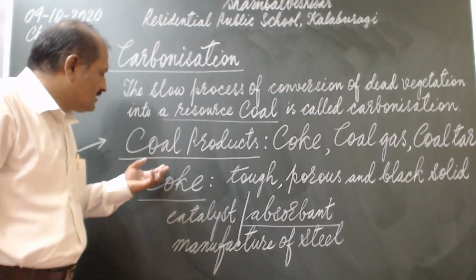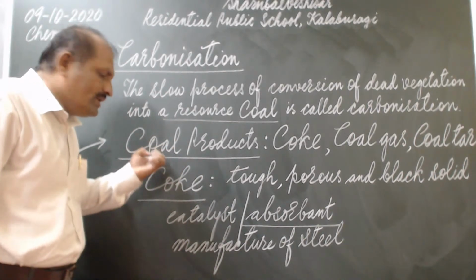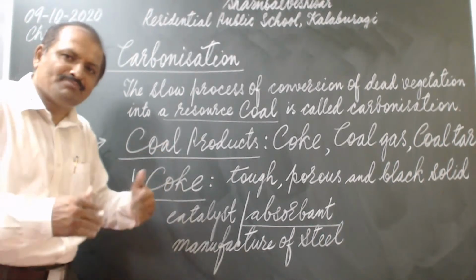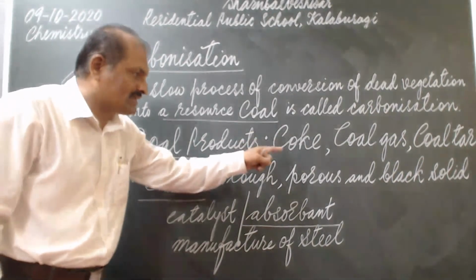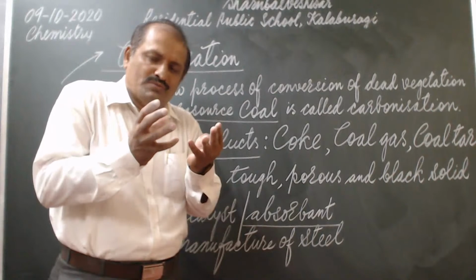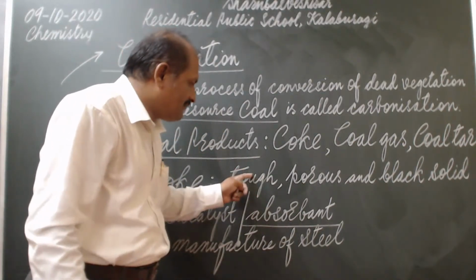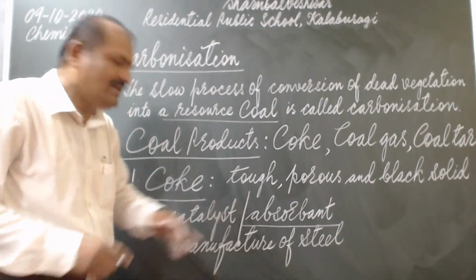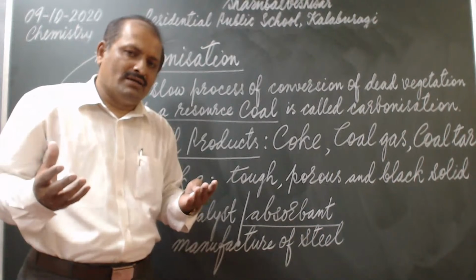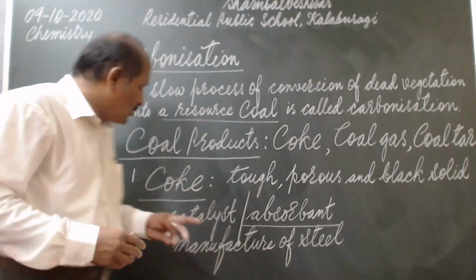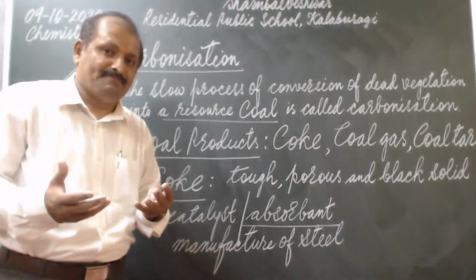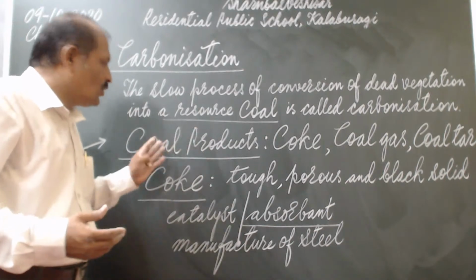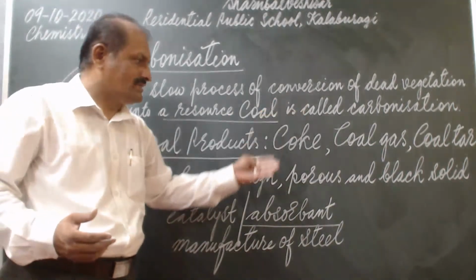When coal is processed, we get coke. So coke is a tough, porous, hollow, very light, black solid substance, which is used as a catalyst or absorbent, in the manufacture of steel, and also during the manufacture of iron metal, coke is used in a large quantity. Therefore, the uses of coke are very wide. In this way, one of the coal products is coke. We shall concentrate on coal gas and coal tar now.